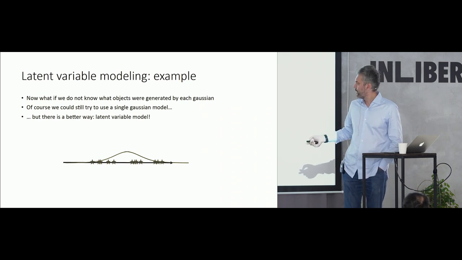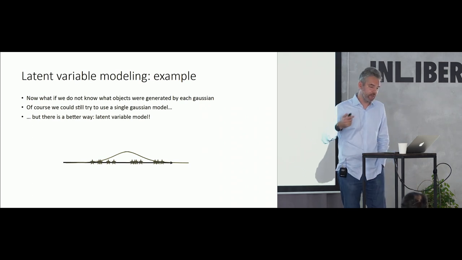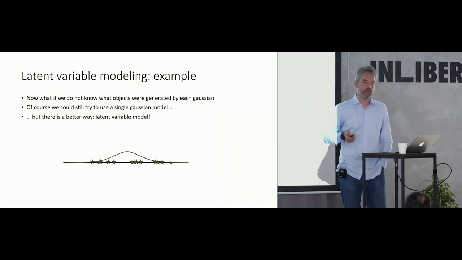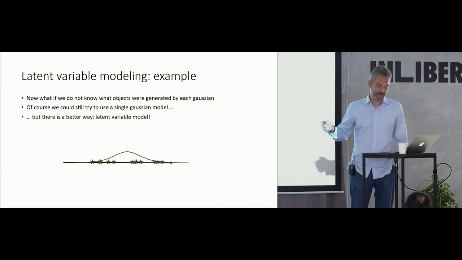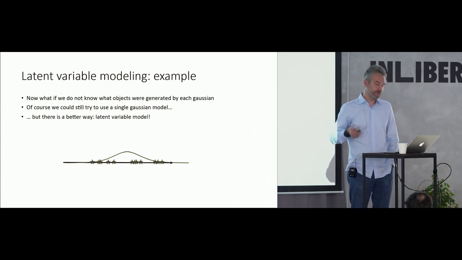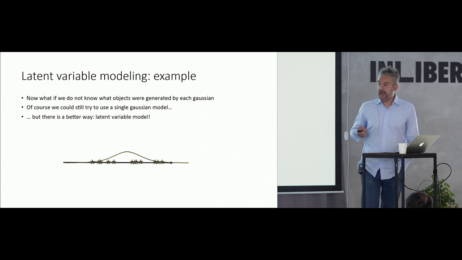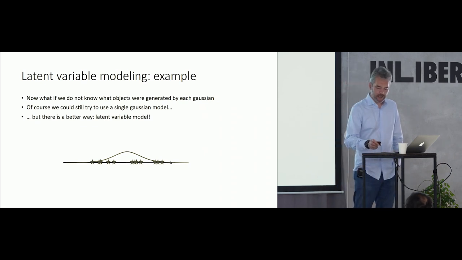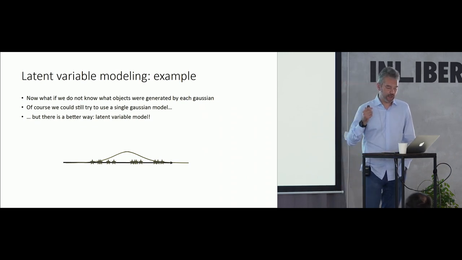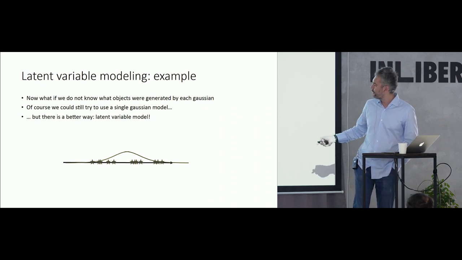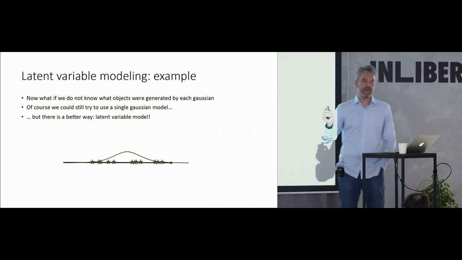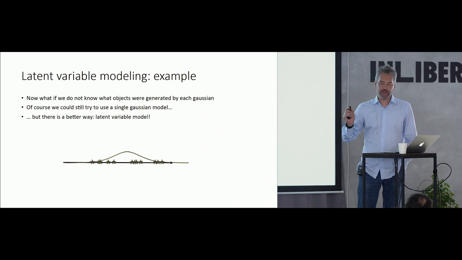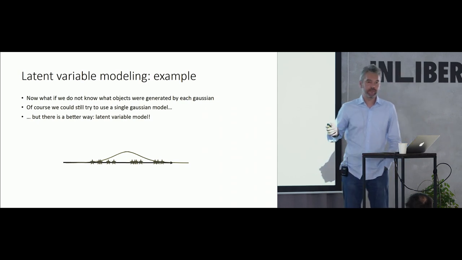But we could do much better if we associated a single Gaussian with subgroups of objects. The problem is that we do not know the color of the stars, or in other words, we don't know which Gaussian generated which object. And the standard way to solve this problem is to establish a so-called latent variable model. By doing so, we state that our data consists not only of those stars, but also of their color. So there are also latent variables that show from which Gaussian each object arrived.